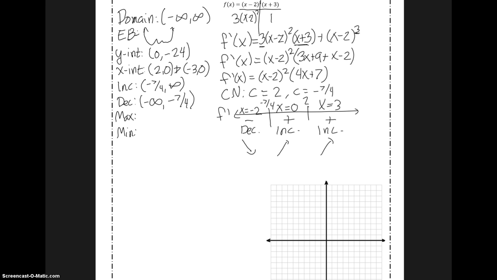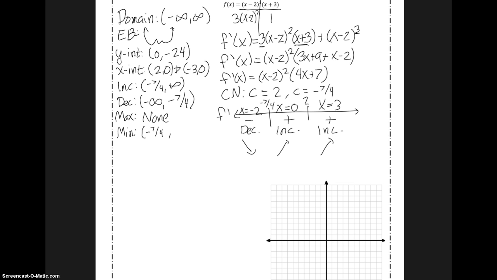Well, my derivative doesn't change from plus to minus. My function never goes from increasing to decreasing, so that means I have no maximums. How do I determine if I have a minimum? That's if my function goes from decreasing to increasing, or my derivative goes from negative to positive, and I do have one at negative 7/4.